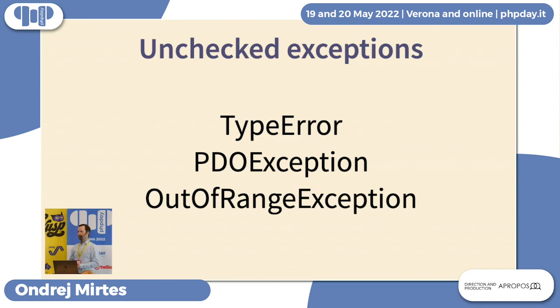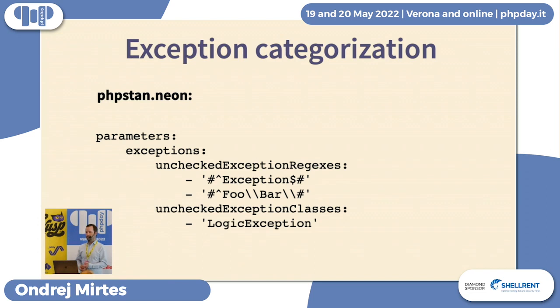And as I said, every codebase is different. So PHPStan offers flexible options for exception categorization. By default, all exceptions are checked and you need to write a config to exclude some of them and mark them as unchecked. So this is essentially a block list. Either you can evaluate the exception by its name with a regular expression, or you can mark the class and all its child classes also as unchecked.